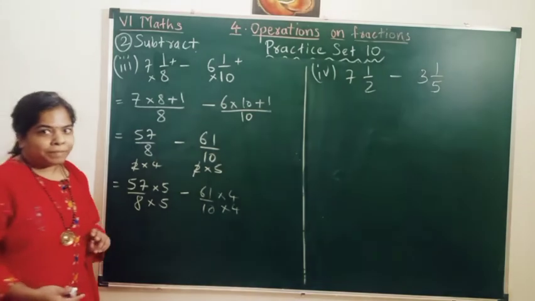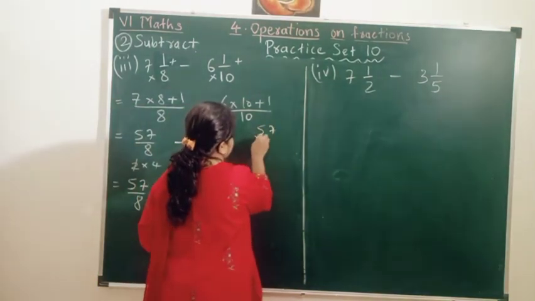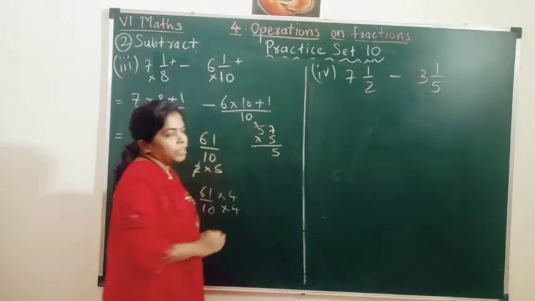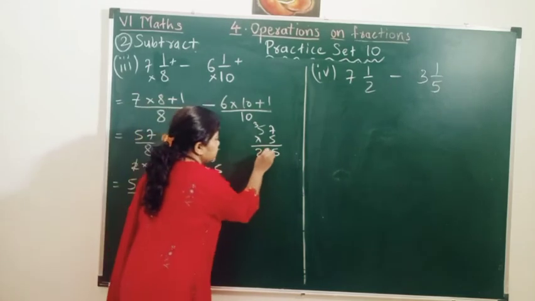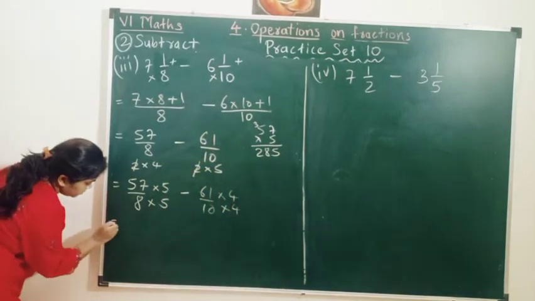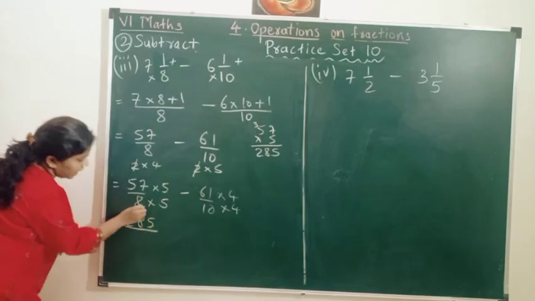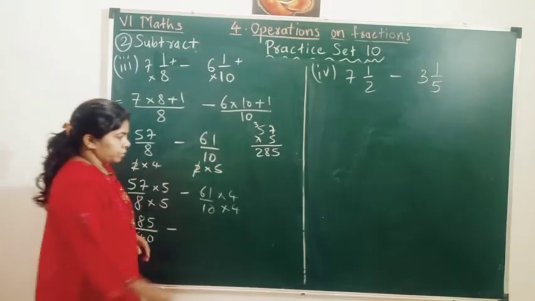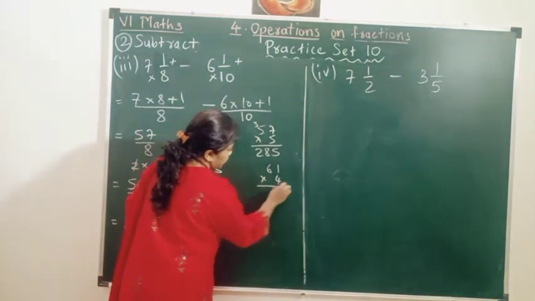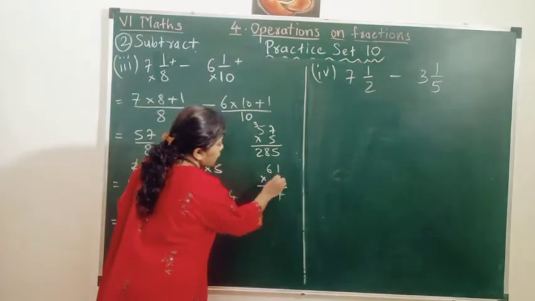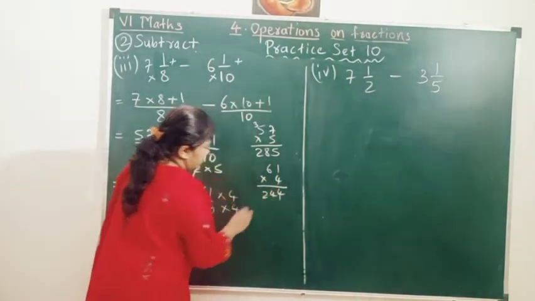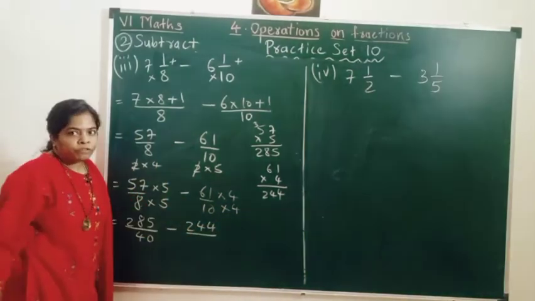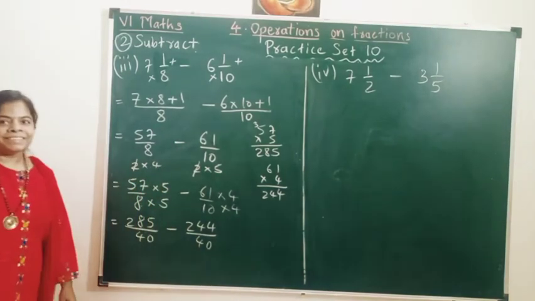57 into 5. Let's multiply and find out. 5 sevens are 35. 5 fives are 25 plus 3, 28. 8 fives are 40. Minus 61 into 4. 4 ones are 4. 6 fours are 24. 244. 10 fours are 40. See, children.